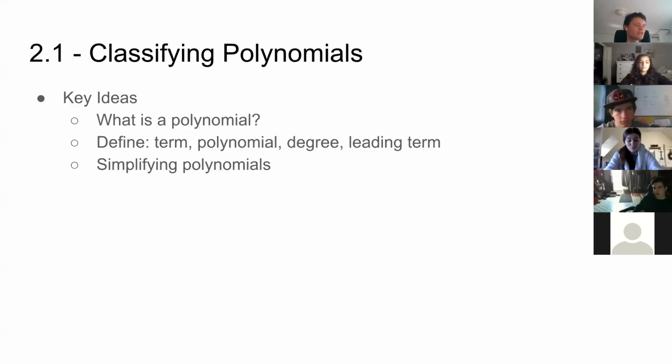All right, we're moving on to chapter 2. Chapter 2 is all about polynomials. In this first section, 2.1, we're talking about these key ideas. First, what is a polynomial? We're defining a few things: term, polynomial, degree, leading term, that kind of stuff. I think there were one or two more key words we're going to learn. We're going to learn the process of simplifying polynomials. We've done a little bit with this in the past, and we're going to do more with it coming up soon.